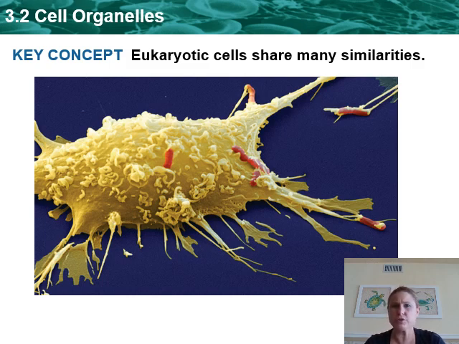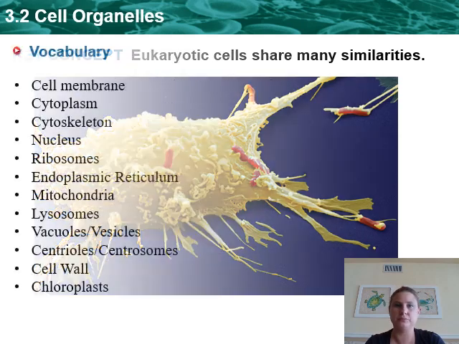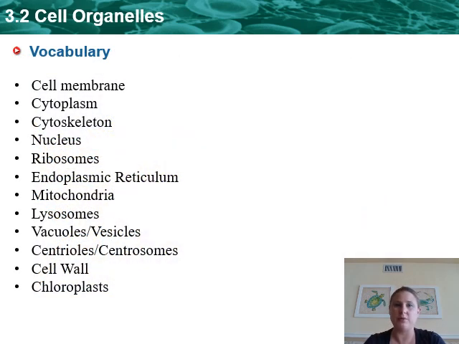So our key concept is eukaryotic cells share many similarities. We have a lot of vocabulary. We have cell membrane, cytoplasm, cytoskeleton, nucleus, ribosomes, endoplasmic reticulum, mitochondria, lysosomes, vacuoles and vesicles, centrioles and centrosomes, and cell wall and chloroplasts.